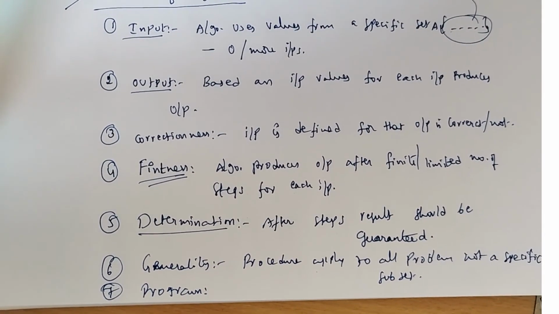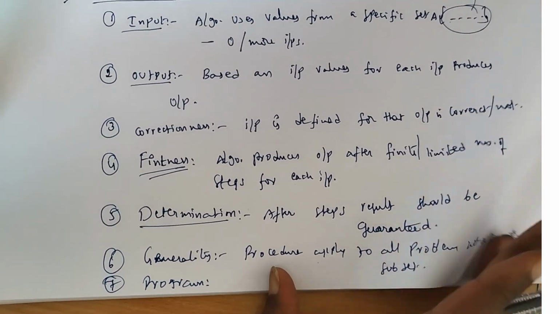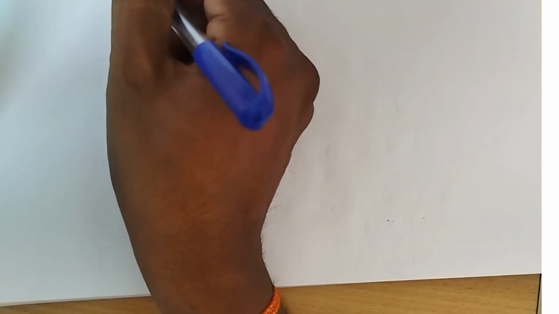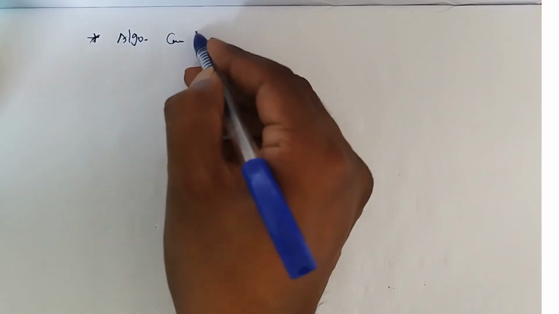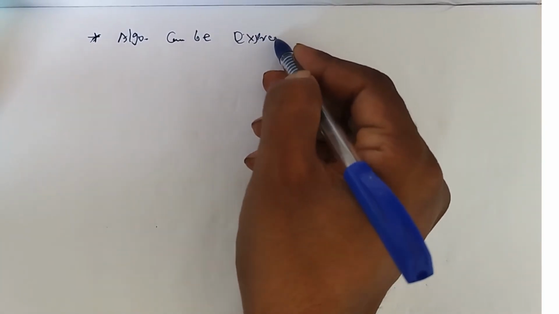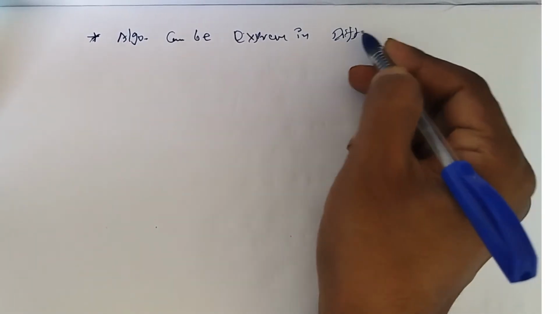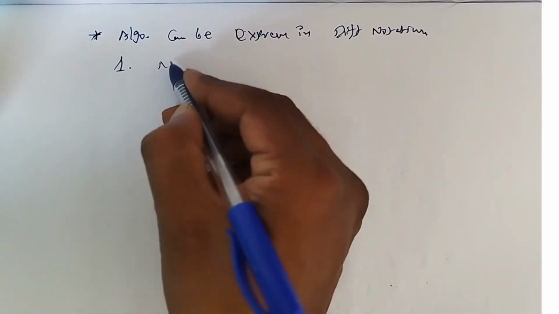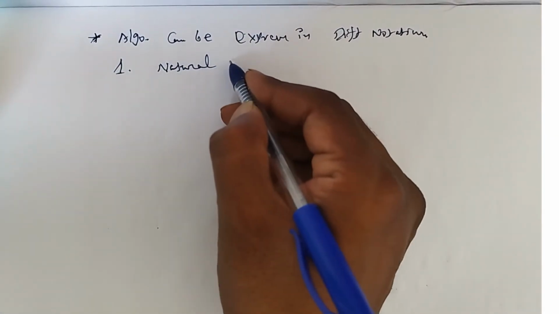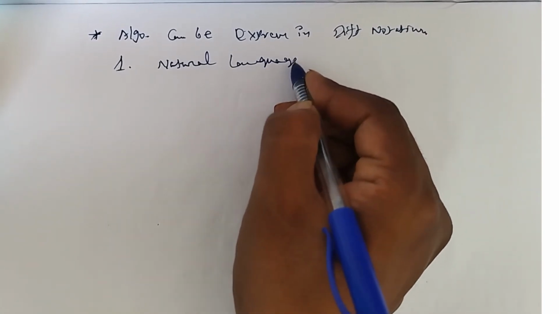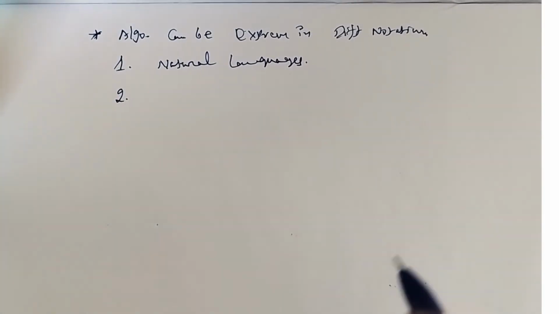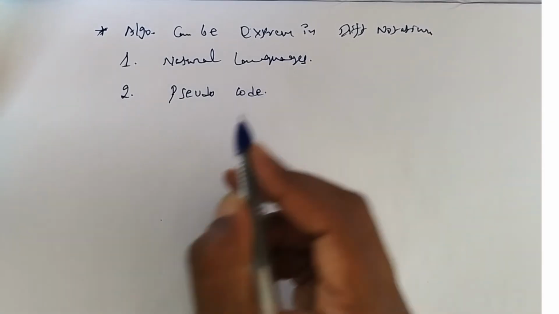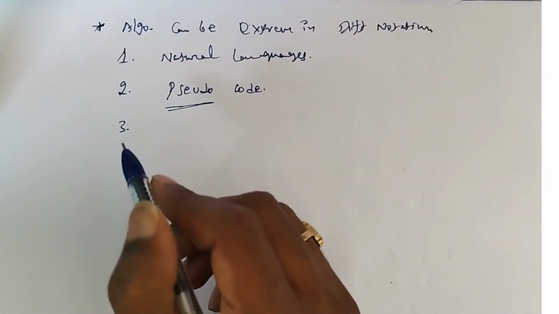Next one. An algorithm can be expressed in different notations. Generally, every algorithm can be expressed in different notations. What are the different notations? The first one is we can write the algorithm in natural language. Natural language means our general languages. Next one is pseudo code. We can write algorithms in pseudo code.